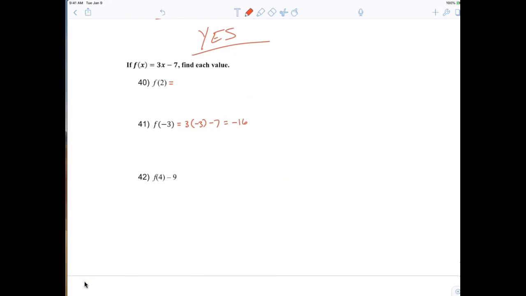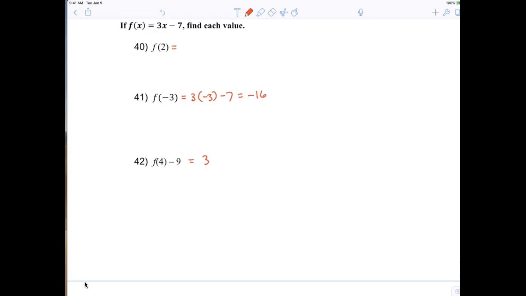All right, 42. F of 4 minus 9 equals 3 times 4 minus 7 minus 9. You okay with that? 12 minus 7 minus 9 equals. Anybody else get negative 4? Why would it be negative? Look right here. Yeah, since this is your F of 4. Very good, that's right. Okay, F of 2.